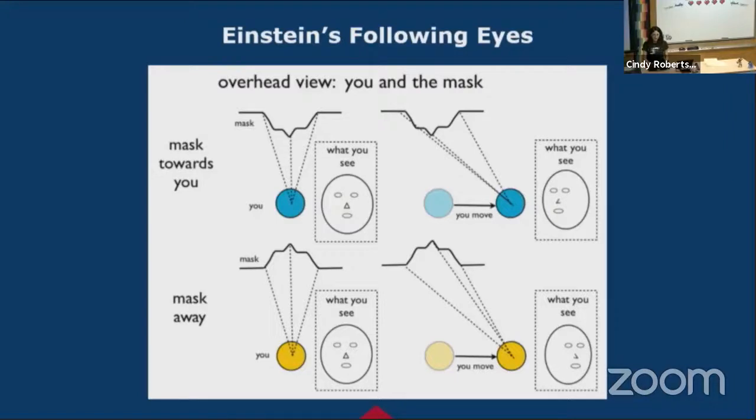But for an inverted face, again, when you're looking straight at it, it looks like a normal face that's popping out towards you. But as you move to your right, the nose looks like it's closer to the right cheek, which is why it looks like it's following you as you're moving.